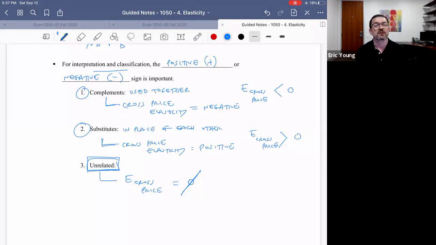And this, my friends, is our fourth and final metric, our fourth and final coefficient in the theory of elasticity.